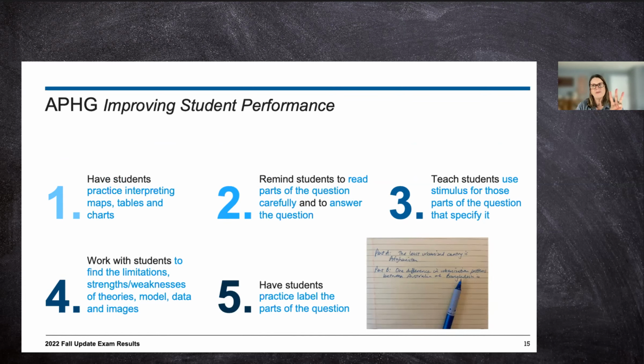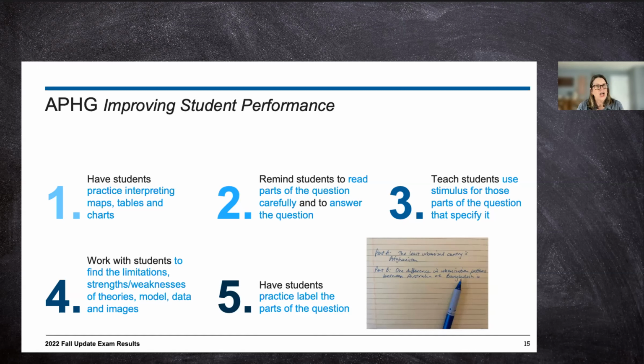There are always going to be 3 FRQs. FRQ 1 will have no stimulus. But FRQ 2 will have 1 stimulus always, and usually that could be a map, a table, a chart. FRQ 3 will always have 2 stimuli: 2 maps, a table and a map, 2 photographs. So in fact, 2 out of 3 of the FRQs are about interpreting maps and other kinds of visual stimulus. Second, remind your students to read parts of the question carefully and to answer the question.